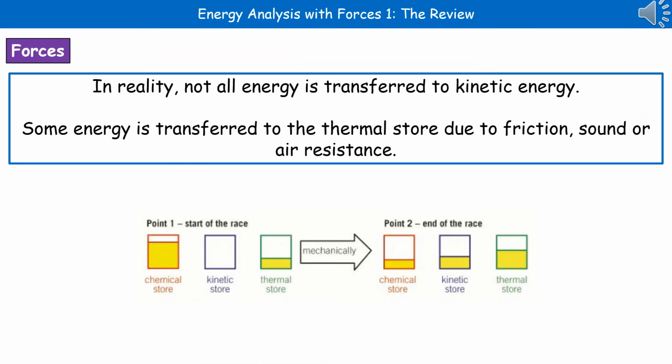Do remember though that not all energy is transferred to kinetic energy in this case. Some of it will be transferred to the thermal store due to friction, sound or air resistance. So we do need our third box on there to represent our thermal store, which as you can see increases slightly. But do remember that whatever your increase in the thermal and kinetic stores are, have to equate to the decrease in the chemical store.